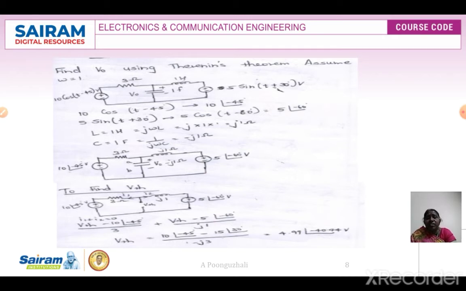And your inductance is going to be replaced by jωL. So L is nothing but 1 henry. So it is j into 1, ω is going to be 1. So that means j1 ohms. Next, capacitance is 1 by jωC. So j is going to be 1, ω is going to be 1, C is going to be 1 farad. So it is minus j. So replace that inductance by j and capacitance by minus j.